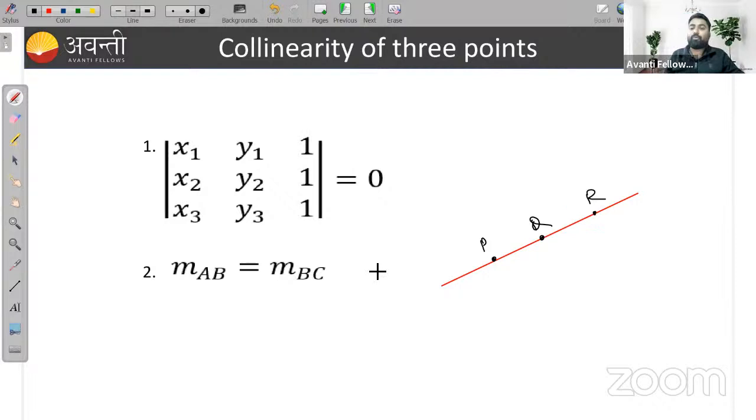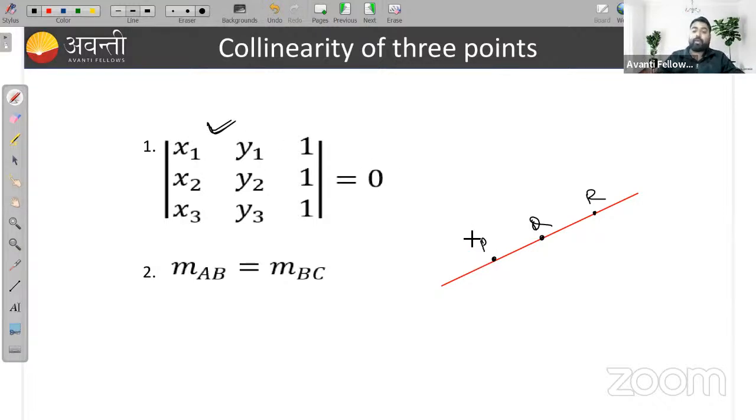It's very simple. We know the formula to find the area of a triangle. We can make a triangle by using 3 points. If these 3 points are lying on a line, the area of the triangle will be 0. So mod of half into this determinant will be 0, then the value of the determinant will be 0.